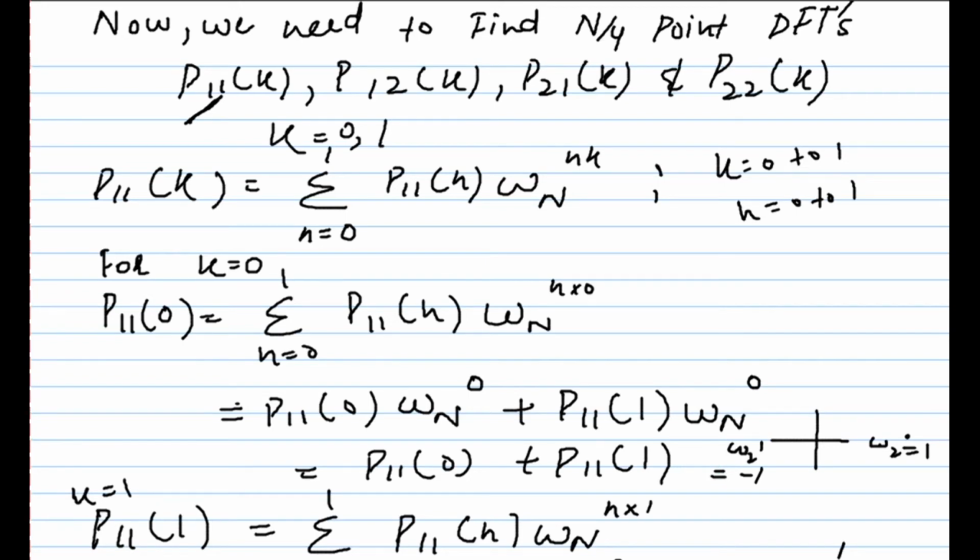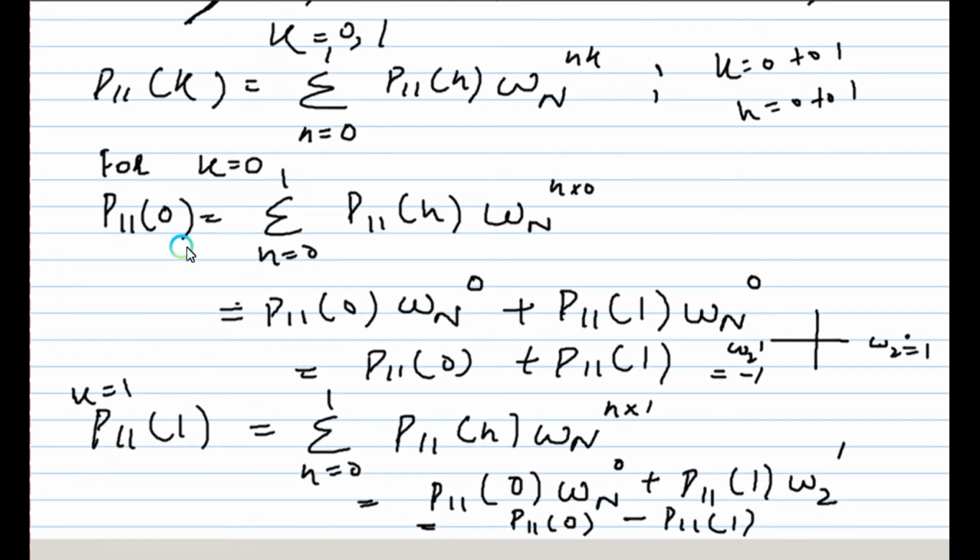Fine. Now coming to the second value, when k is equivalent to 1. This will be P11 of 1, summation n running from 0 to 1, P11 of n, W_N, n into 1, because k is 1. So this will be P11 of 0, W_N 0, because n is 0, so 0 into 1 is 0, plus P11 of 1, and I have written W2 here. Why? Because the number of samples here is 2, so the value of N will be 2. So that is W2, n into k, that is 1 into 1, which is 1.